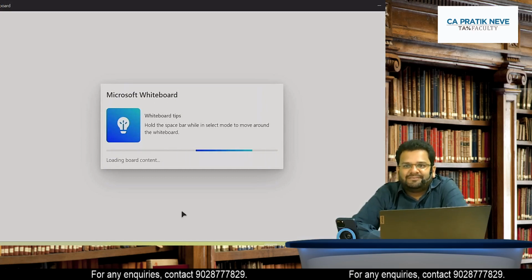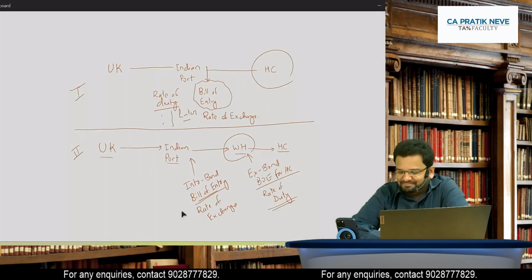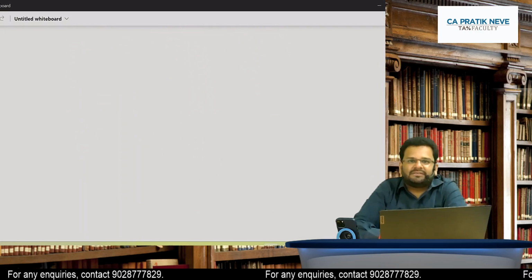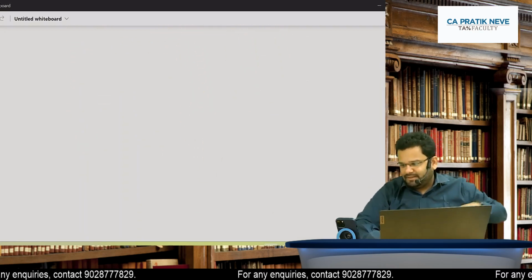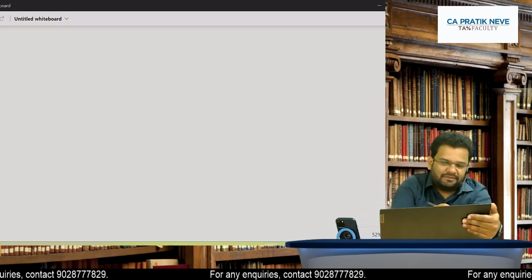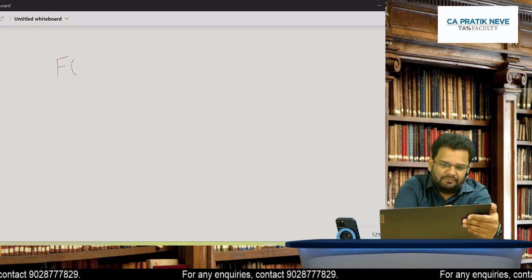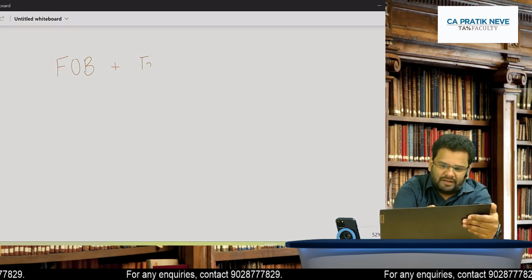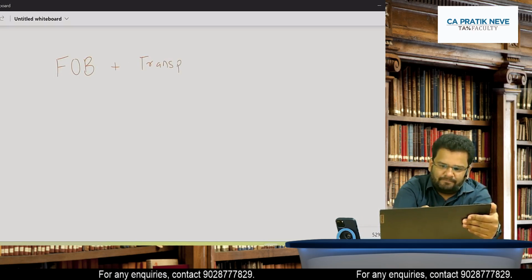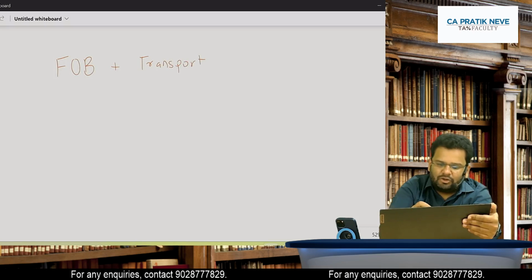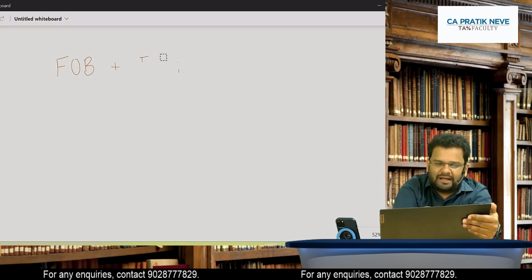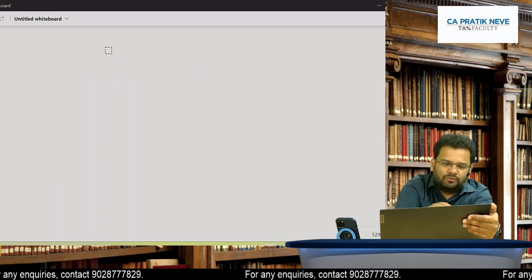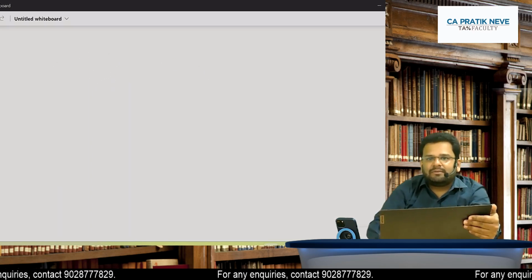One second. Swati ji, you are complicating a simple thing unnecessarily. Check. Swati ji, in FOB, transport. Okay Swati ji, I will show you one diagram, which I had shown in the main batch also. I will show that diagram to you here.